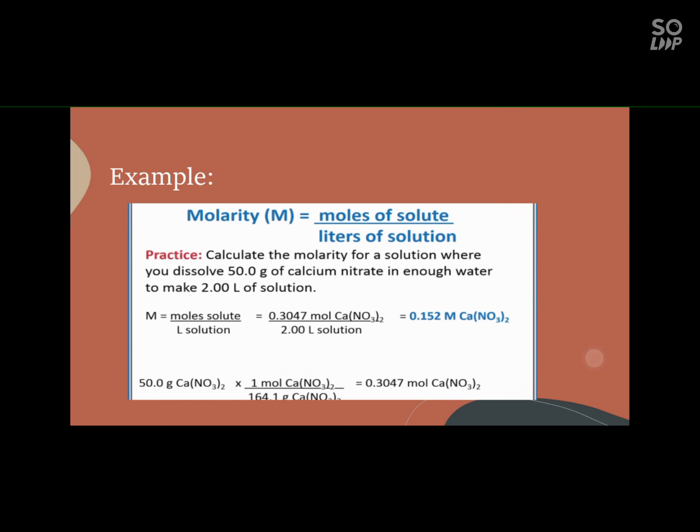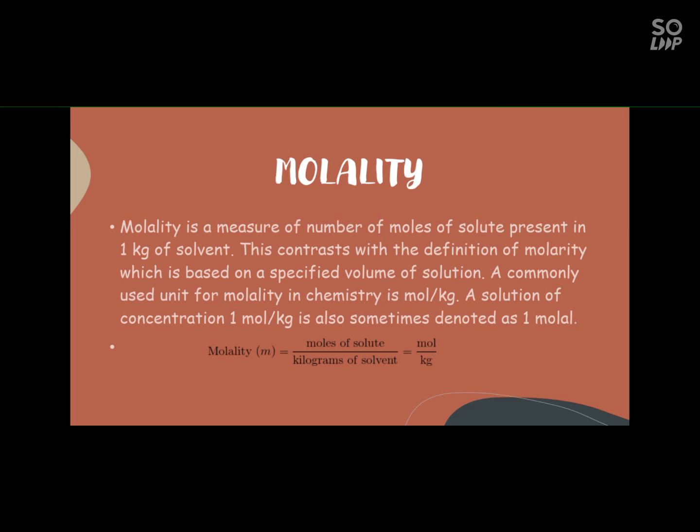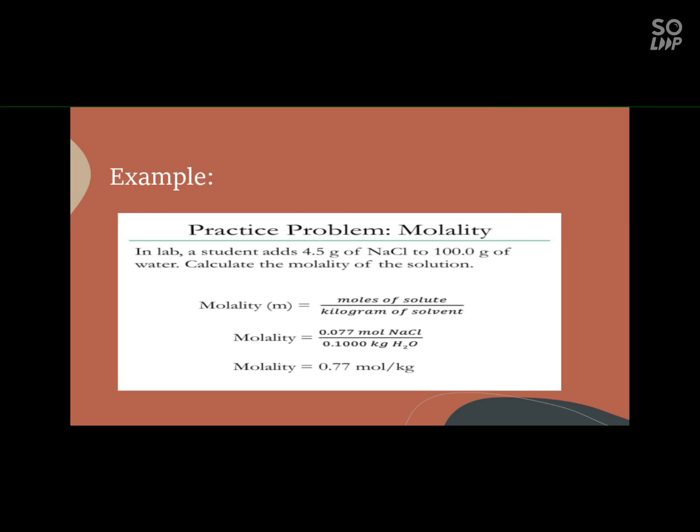We go next to molality. Molality is a measure of the number of moles of solute present in 1 kilogram of solvent. This contrasts with the definition of molarity, which is based on a specified volume of solution. A commonly used unit for molality in chemistry is mole per kilogram. A solution of concentration 1 mole per kilogram is also sometimes denoted as 1 molal. So in finding molality, molality is equal to moles of solute over kilograms of solvent. So this one is an example.